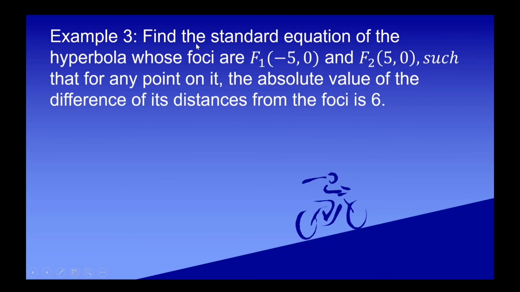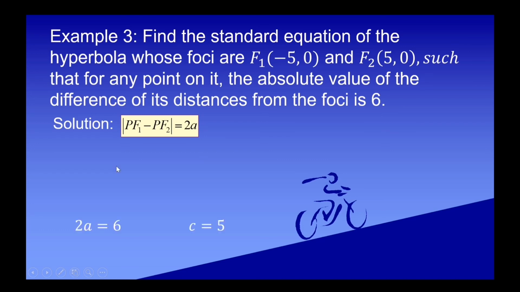For number 3, find the standard equation of the hyperbola whose foci are F1 and F2, and such that for any point on it, the absolute value of the difference of its distances from the foci is 6. So the absolute value of the difference of its distances from the foci is given in the form 2a. So we know that 2a is equal to 6.